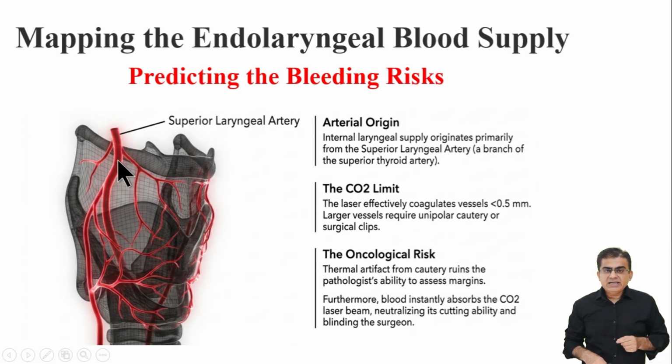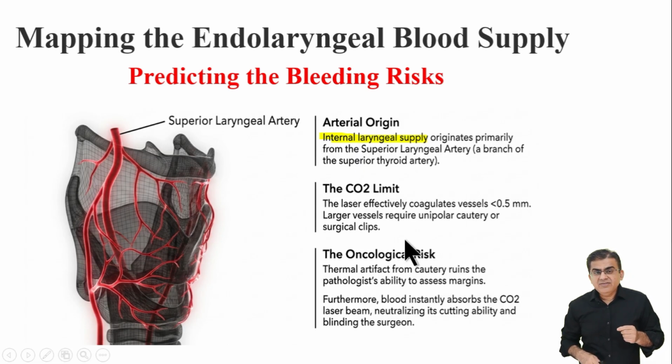This main artery comes down and divides into a complex network of smaller vessels. Before we look at these specific branches, remember our golden rule. The CO2 laser can only seal vessels that are smaller than 0.5 millimeters. If you blindly cut into any of these larger arterial branches, they will bleed.